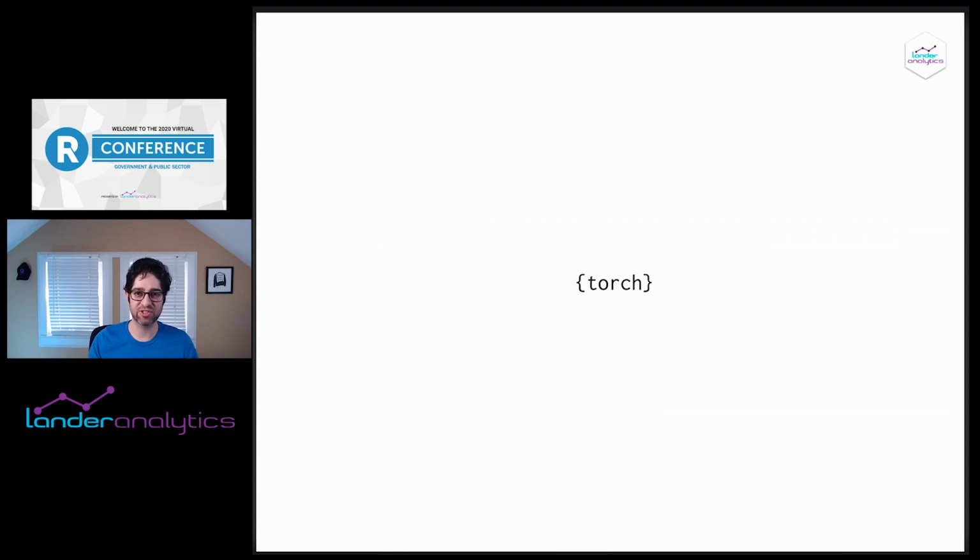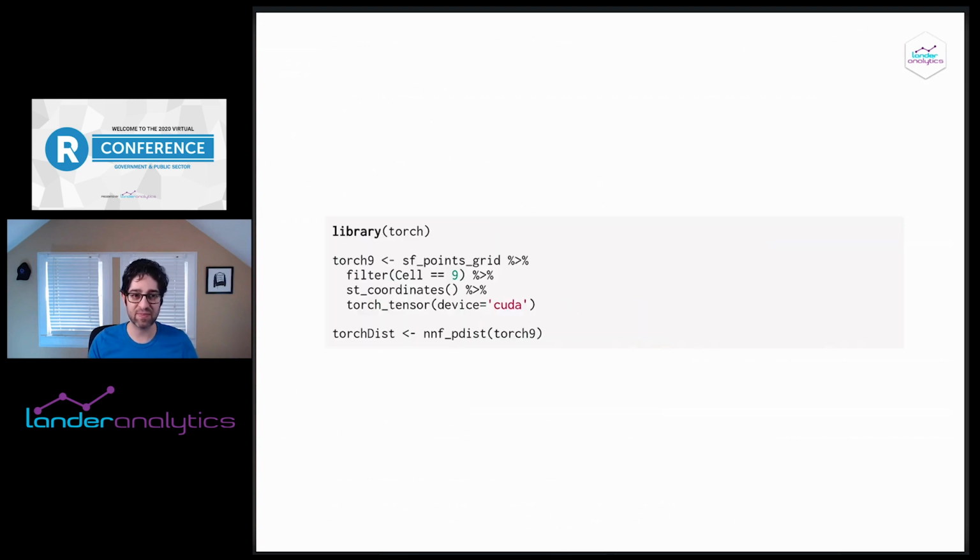So I then thought about Torch. This is essentially a matrix algebra library on a GPU. It's pretty new in R, and the R package is just R and C++. It doesn't rely on Python. So I was pretty excited about this. So I turn the geom object into a matrix using ST coordinates, and I turn that into a tensor, and I tell it to be on the GPU by saying device equals CUDA. I then call nnf pdist, and this returns the pairwise distances. This was unbelievably fast. For 37,000 rows, it finished in 0.003 seconds. That's amazing.